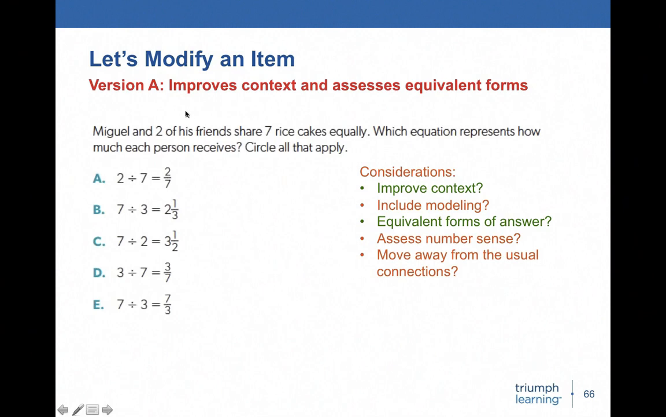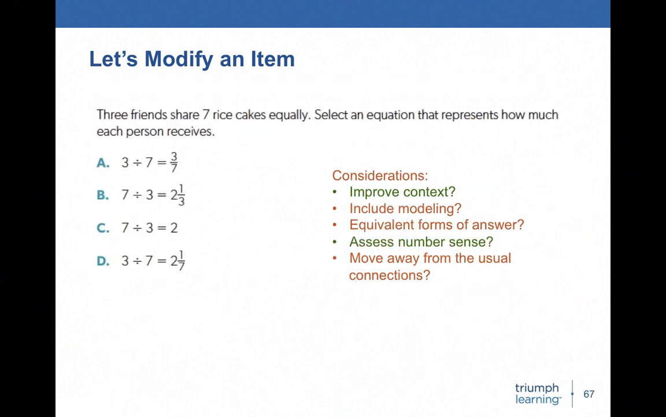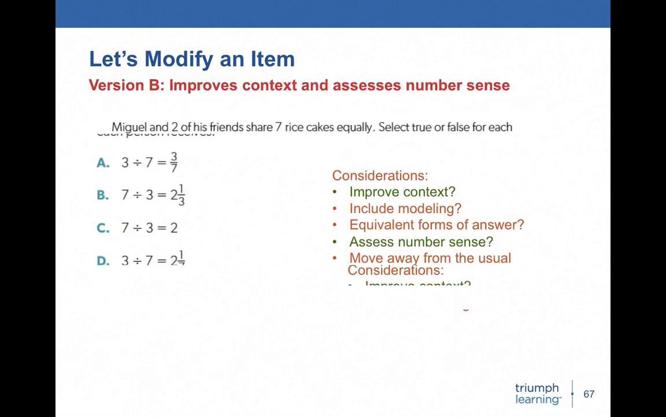C identifies a common error, and what I've done to change the original context is instead of just having 3 people, I've changed it to Miguel and 2 of his friends. And I think we've all seen where sometimes kids will just pick the 2 and the 7 up and not read the problem carefully. And so some of these other choices that they might make would show that they're not reading the problem carefully. So that's an improvement on that problem that makes it more rigorous.